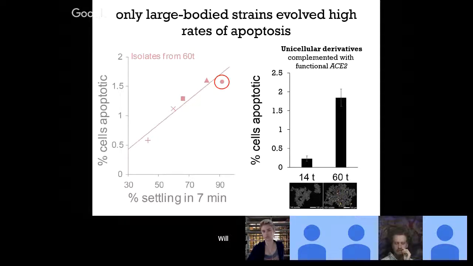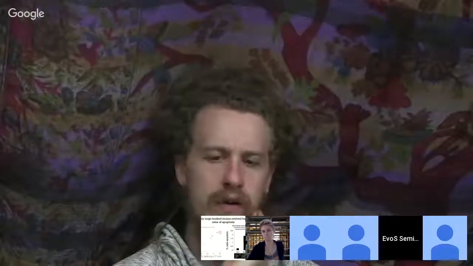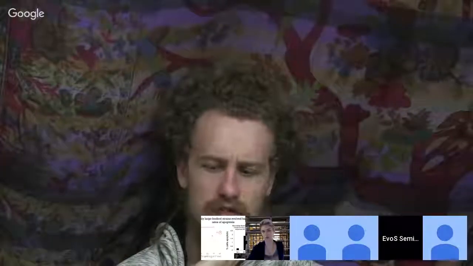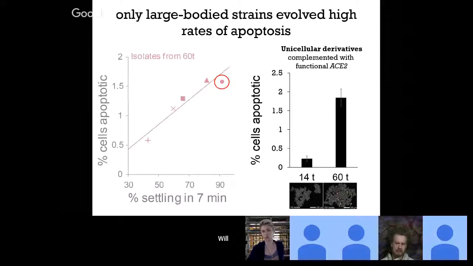So this shows that group structure doesn't play a role in programmed cell death. Do you know what is triggering it? Because it would seem very strange for a unicellular yeast to just kill itself. Mm-hmm. So these unicellular yeast, what triggers it? Yeah, sorry.